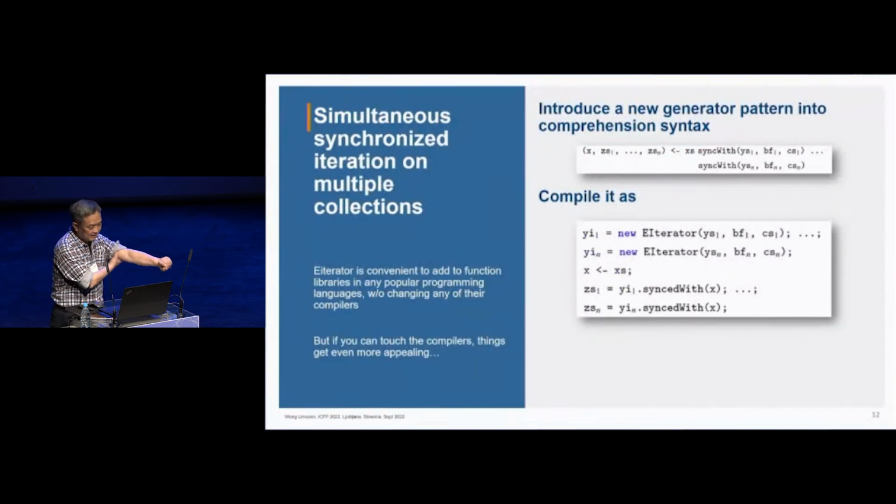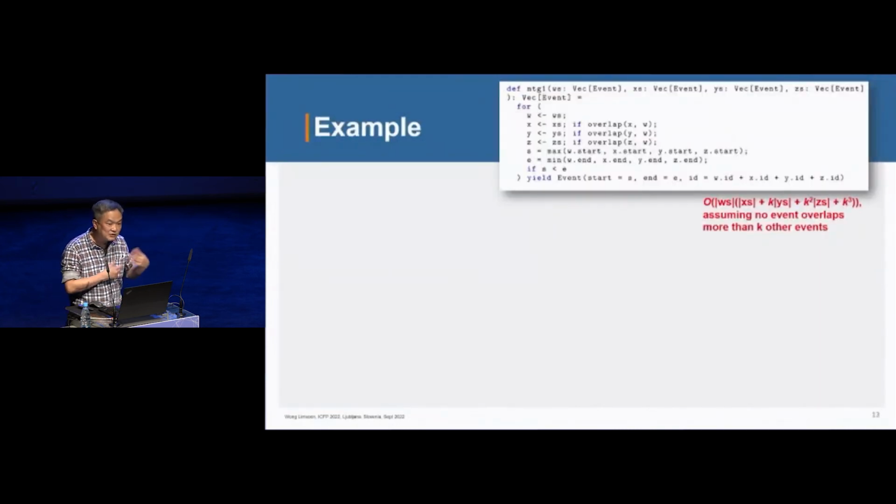And for those who have access to a compiler and can modify it, you can even introduce a simple generator syntax, like this at the top there, and that can be desugared into the Synchrony iterator, like the second piece there. Okay, but once we have this, here is what it will look like.